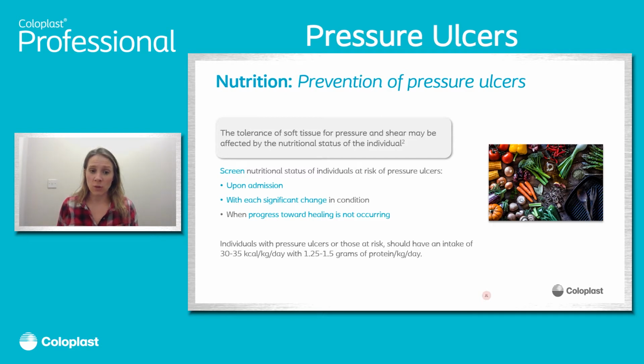Individuals with a pressure ulcer, or those at high risk of a pressure ulcer, should have an intake of 30 to 35 calories per kilogram per day, with 1.25 to 1.5 grams of protein per kilogram of body weight per day. So that's actually slightly higher than the average person would need. Again, all things we should be taking into account when we're looking at somebody's nutritional status.